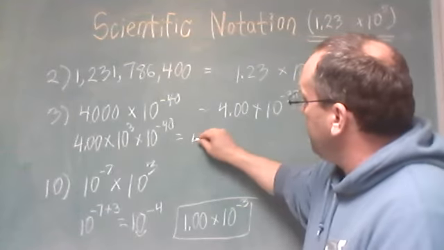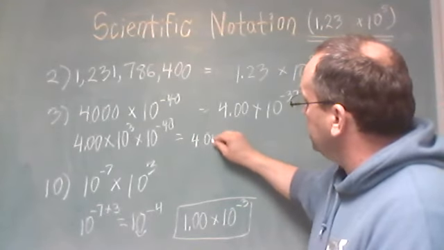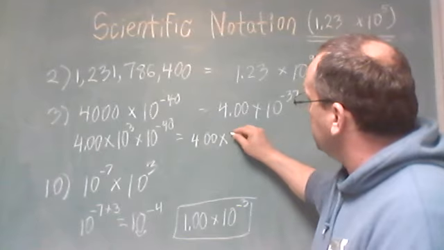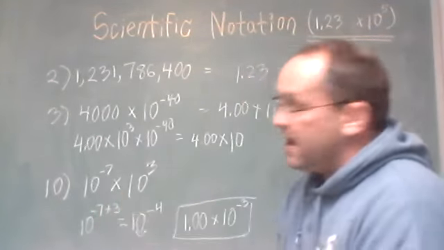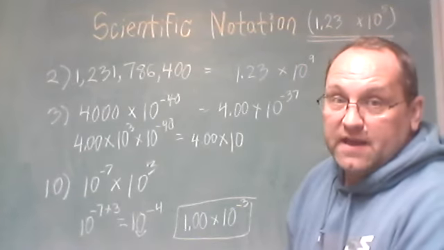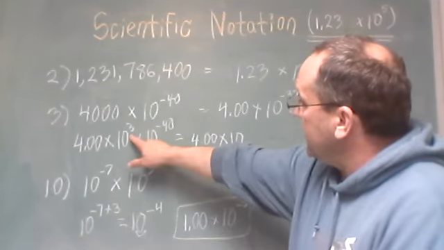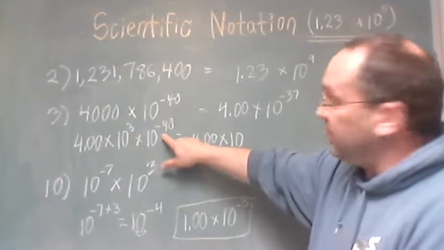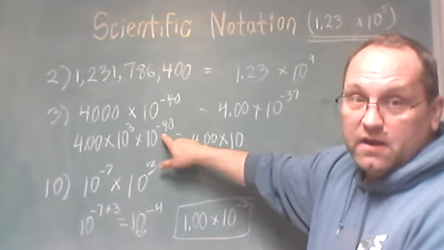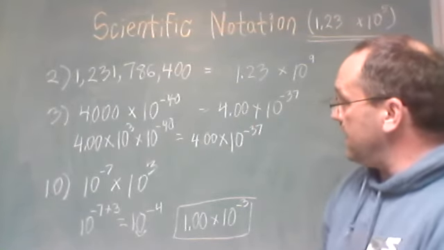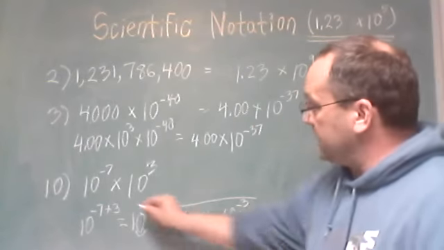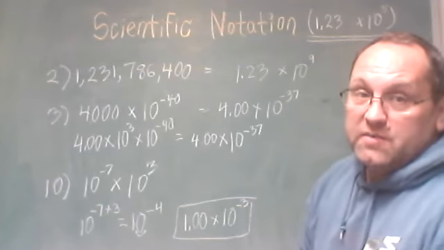Well, what does that equal? It's going to equal 4.00 times 10. And what do I do here? I have the same situation here. I have two bases, base 10, that are the same. It's going to be 3 plus a minus 40, which is a minus 37. That's using our rule of exponents. Notice they come out to be the same answer.